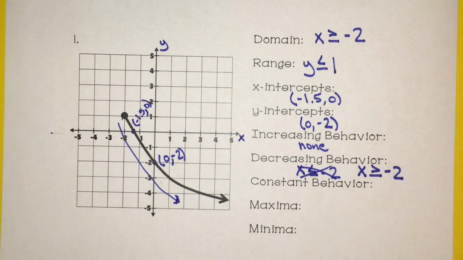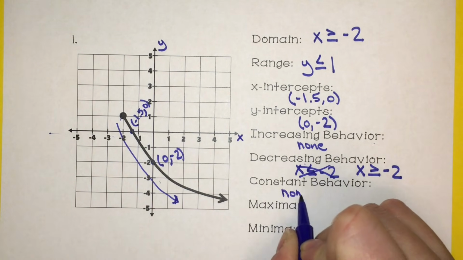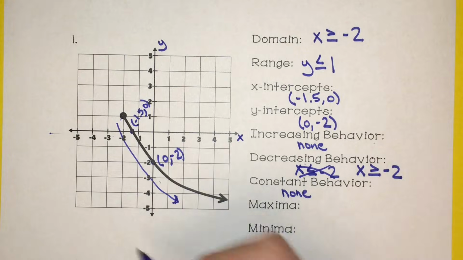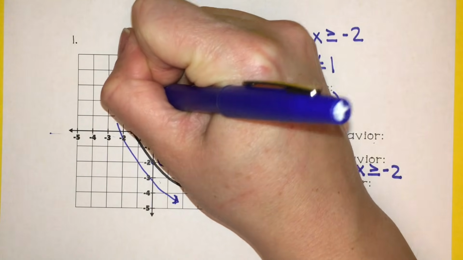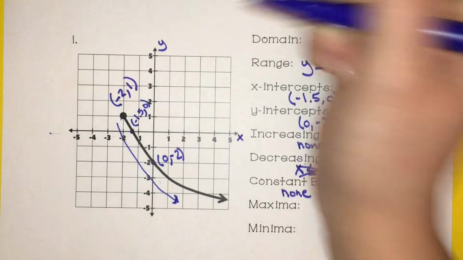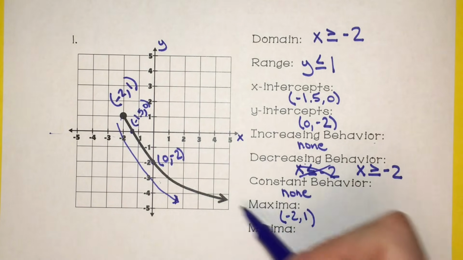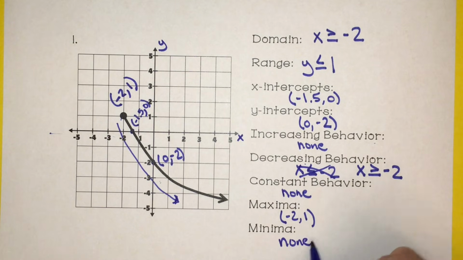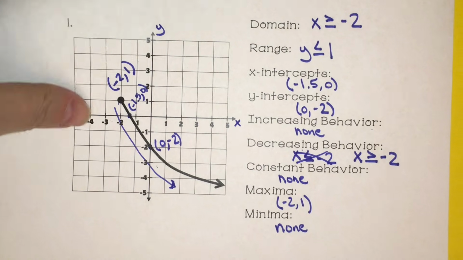All right, constant behavior. We don't have any horizontal lines, so there is none. Maxima, all right, this is our largest point, and this point is where x is -2, y is +1. Minima, we don't have any, because our graph's going to continue going down forever. That's what the arrow means. So you write none for that one. All right, last one.